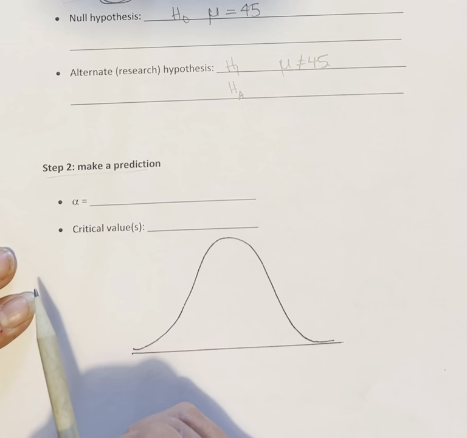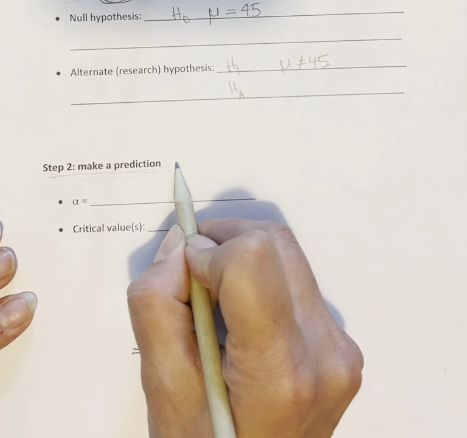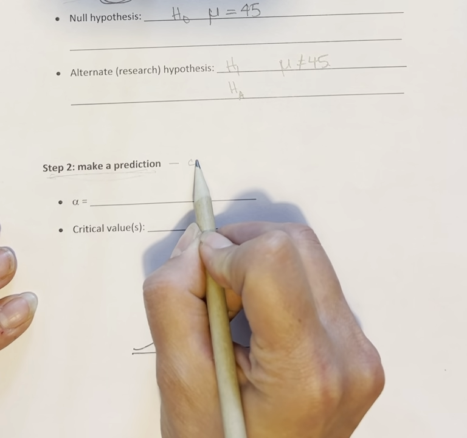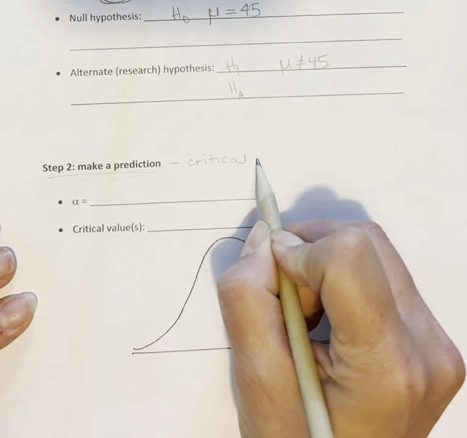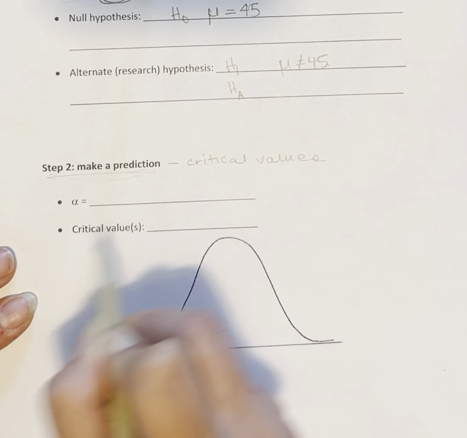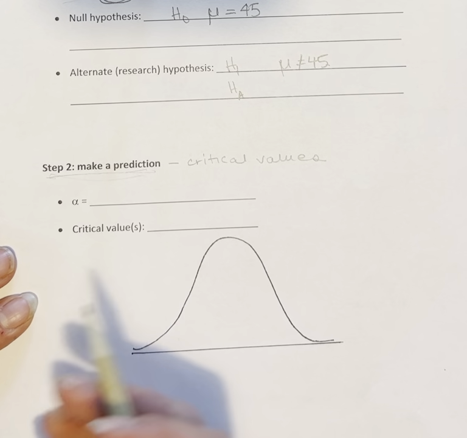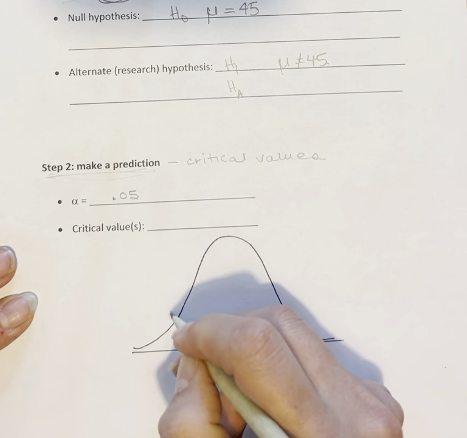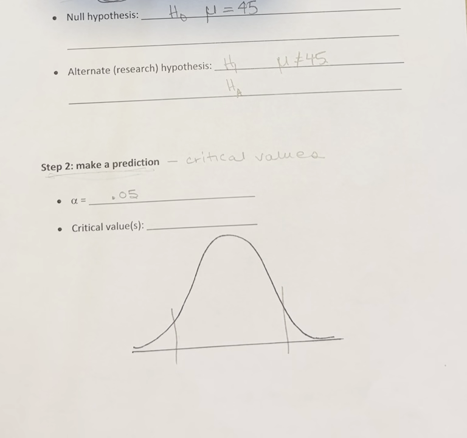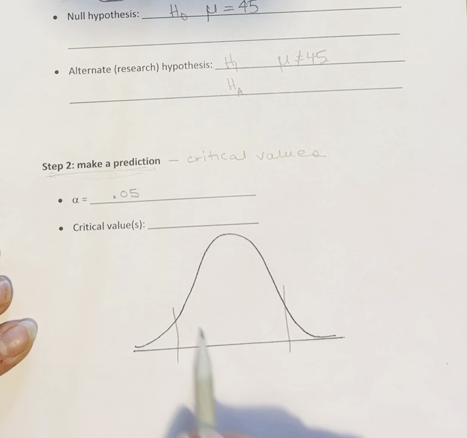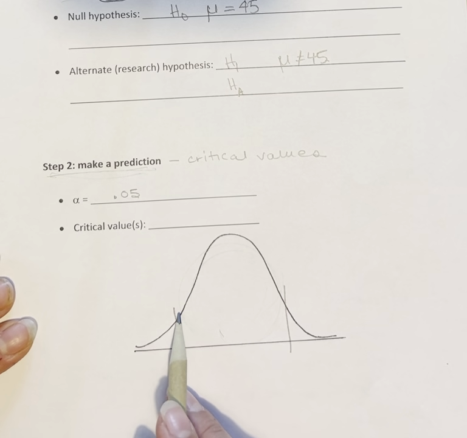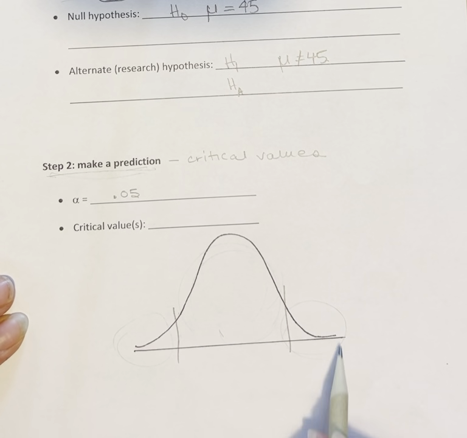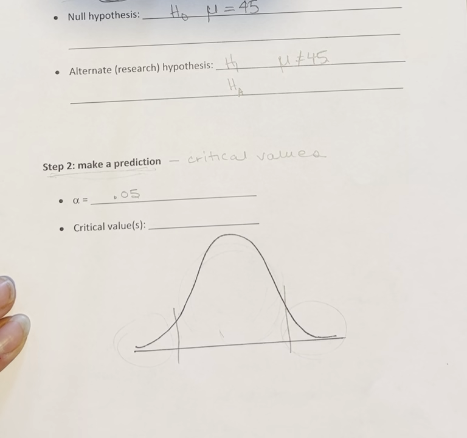Next, we're going to make a prediction. In order to make the prediction, the idea here is we're stating our critical values. We need to know that it's a two-tailed test, and we need our alpha level, which is 0.05. So what we're doing is we're trying to form the boundaries where we go from this is what we expect if the null hypothesis is true, to this is really weird outcomes. They are unlikely to occur if the null hypothesis is true.